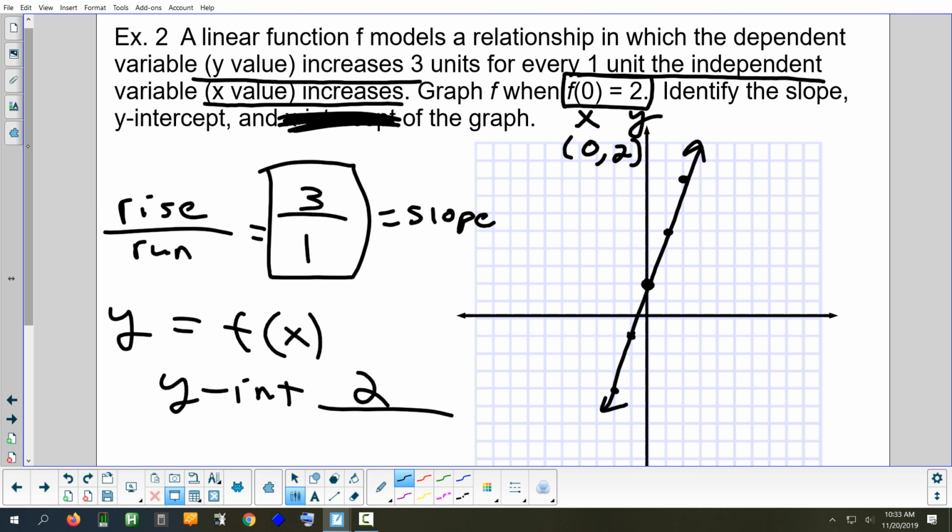So for the x-intercept, would it just be 0? The x-intercept is actually about negative 2/3. But we're not doing that one. Skip it. Skip the x-intercept. Good question though. Any other question?